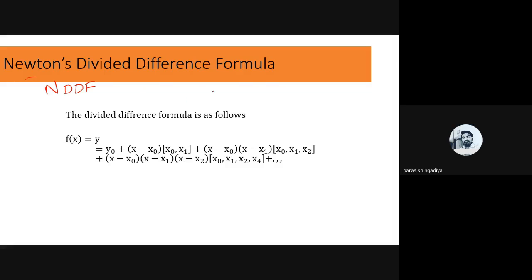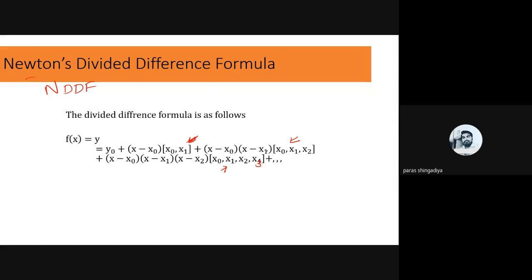So first we'll derive this formula, means we'll prepare the difference table. And then after we'll use this formula, and we'll get an idea what is the meaning of the bracket x0 x1, that is x0 x1 x2, the third one x0 x1 x2 x3, and so on. So that is the Newton divided difference formula: y0 plus x minus x0 in the bracket x0 comma x1, that is one constant value. Then the next term is x minus x0 into x minus x1, and here it is the bracket x0 x1 x2.